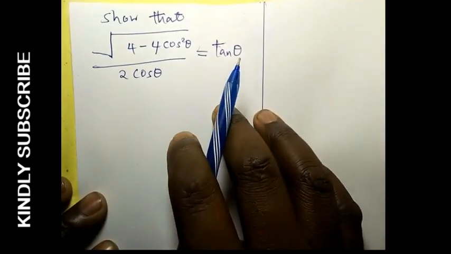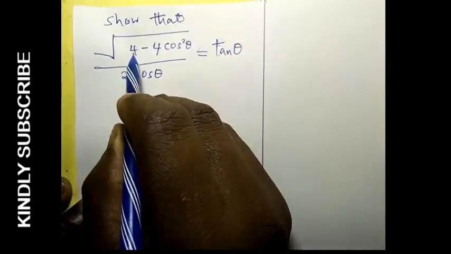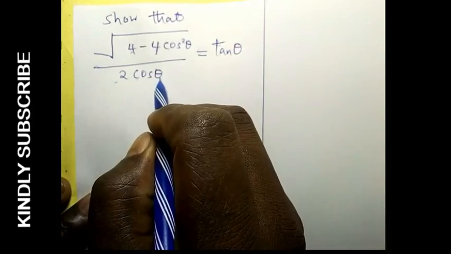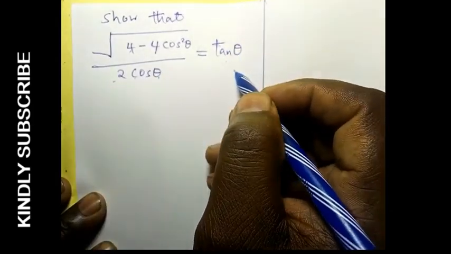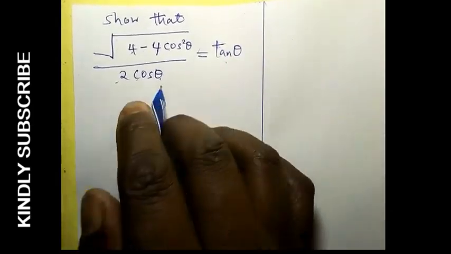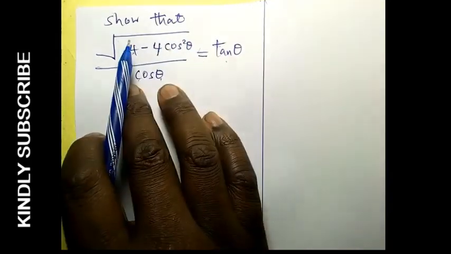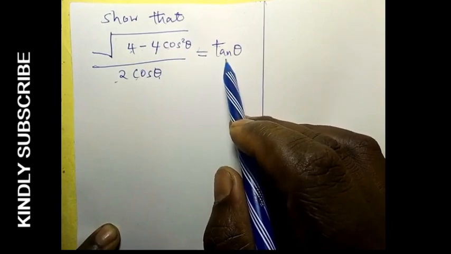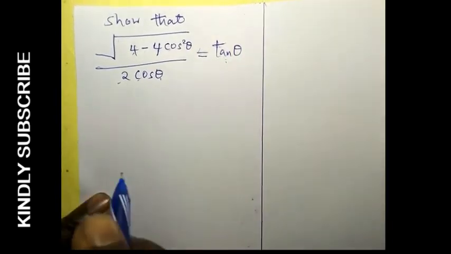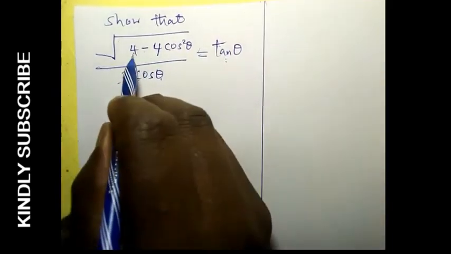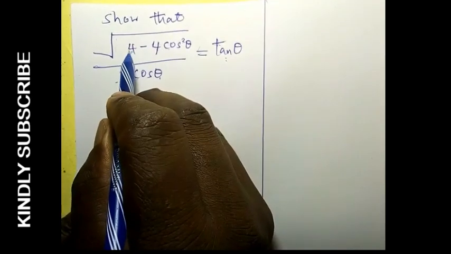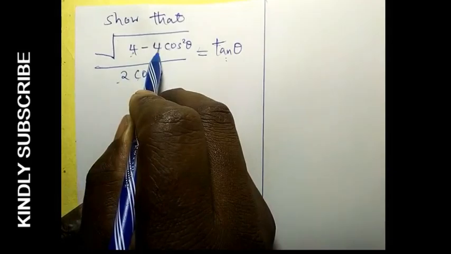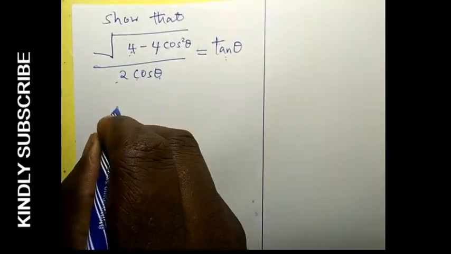Show that the square root of 4 minus 4 cos square theta divided by 2 cos theta is equal to tan theta. So we want to show that everything on the left will finally be equal to tan theta. So we begin. First, what can you see in the square root? Inside the square root, we have 4. It means that 4 is common. Therefore, we begin there.